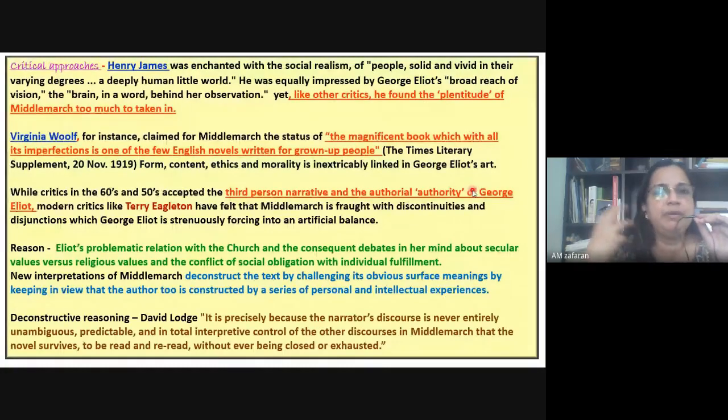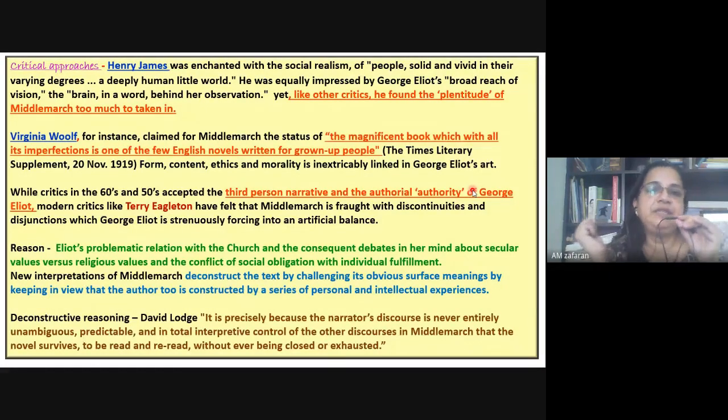You find form and matter and questions of ethics and morality, all of this forming the social structure of the novel. So Virginia Woolf loved it very much. She said this is, you know, one of the few English novels written for grown-up people.